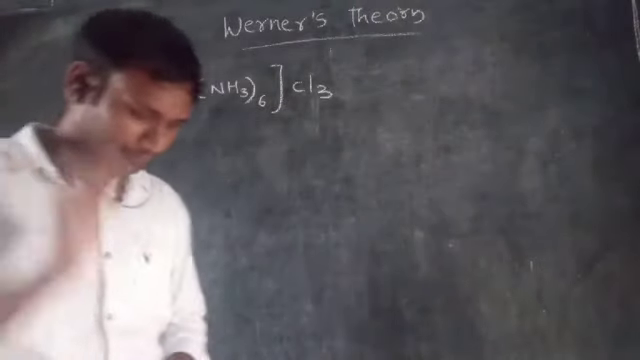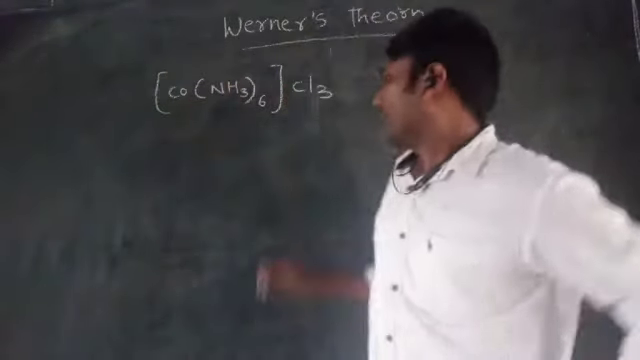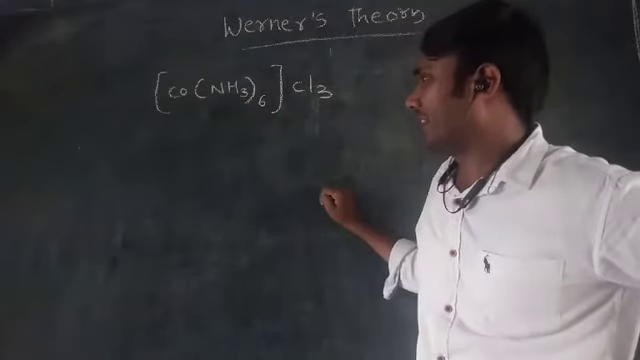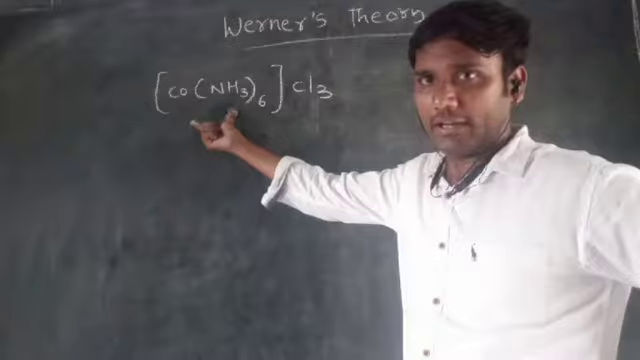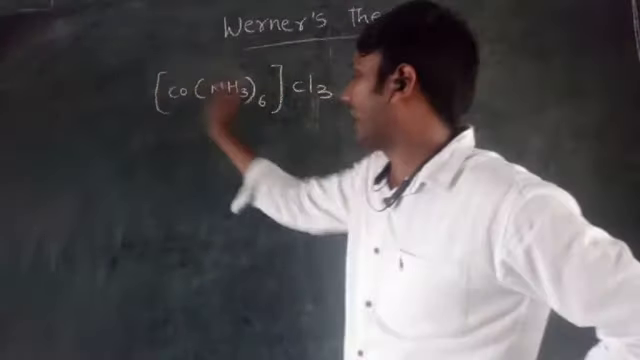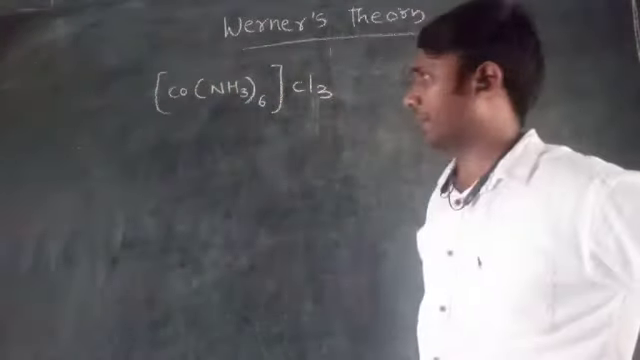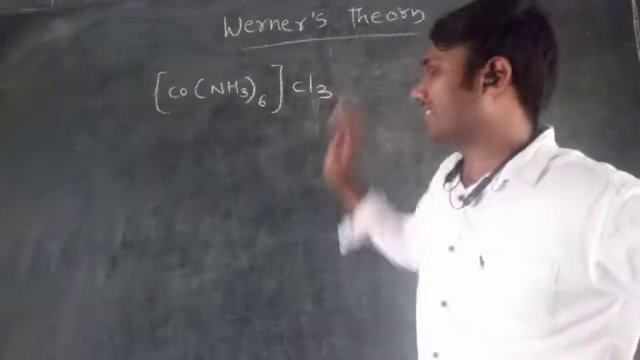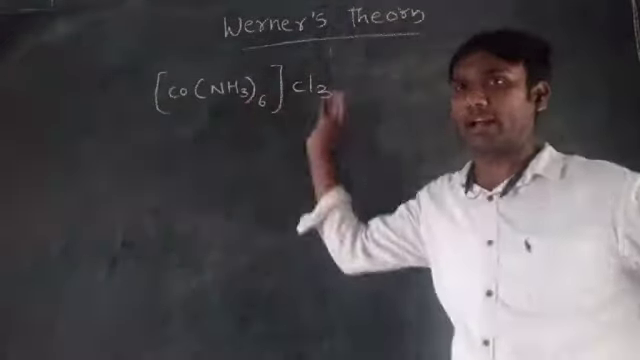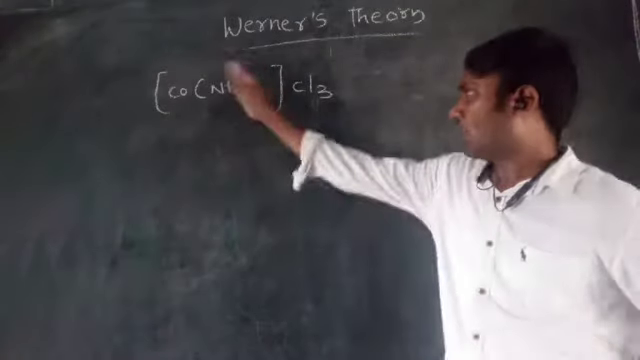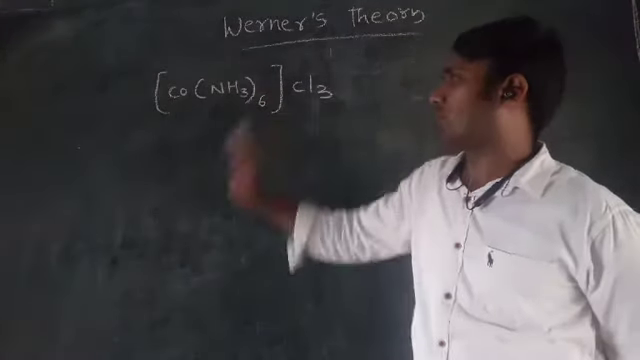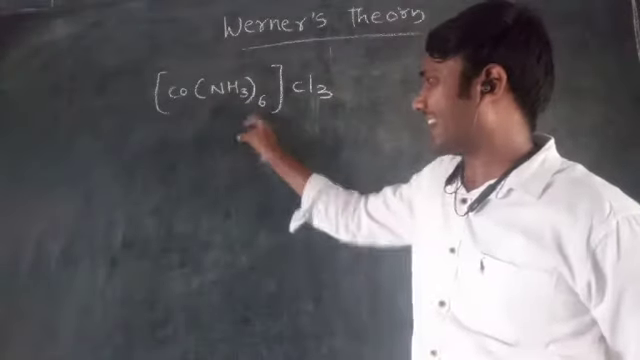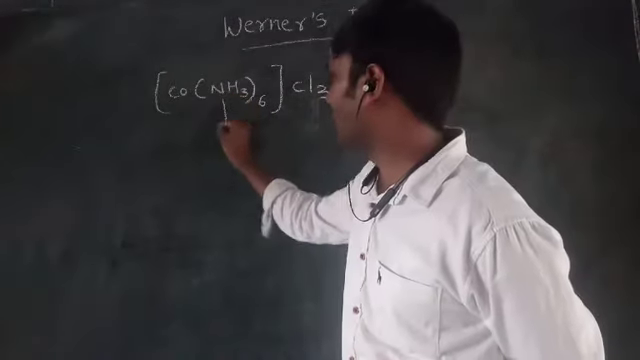Here, the species which is present in the square bracket, we call the coordination sphere. After the square bracket, whatever ions or species are present, we call counter ions. Now, what is present inside the square bracket? Ligands: ammonia. How many ligands are present? 6 ligands, and this ligand is a neutral ligand.